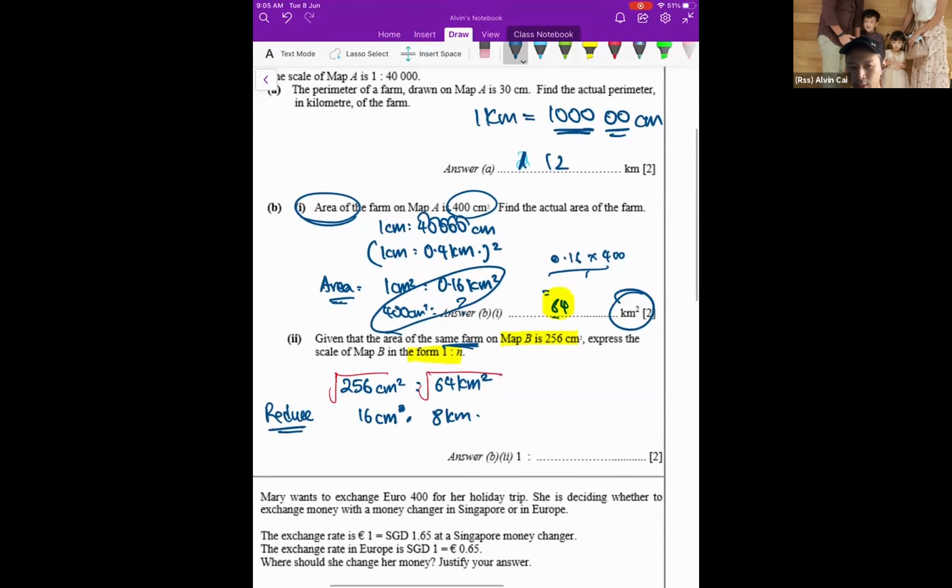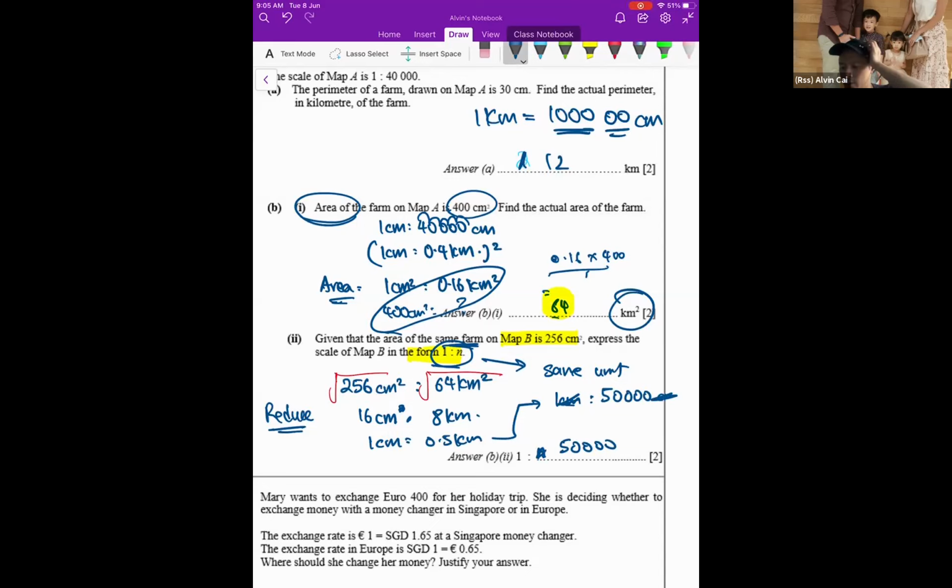Therefore, we can just convert because they want 1 is to n, meaning you must have the same unit on both sides. So this should be 1 cm is to 0.5 kilometers, and we cannot keep it like this. We have to convert both to kilometers, so it's 1 with 4 zeros, cm. After that, we must cancel away the cm. So n equals 50,000. That will be the answer for this question.